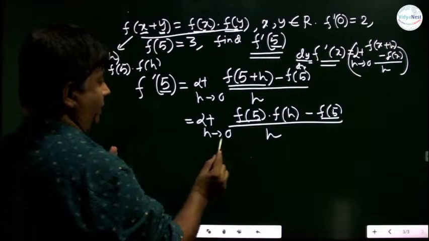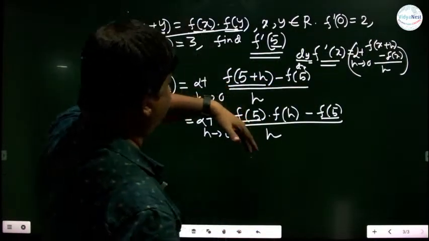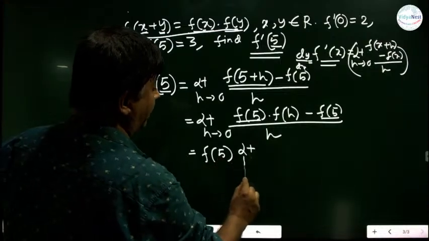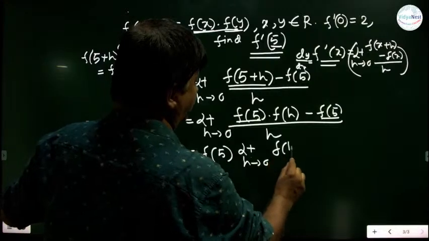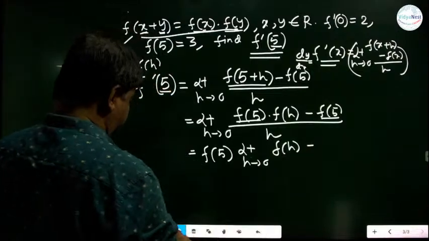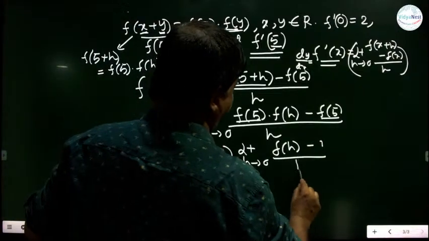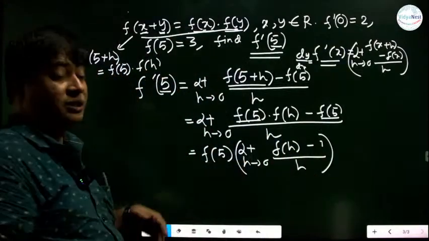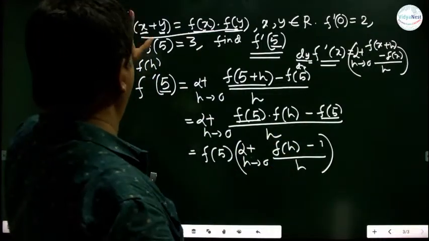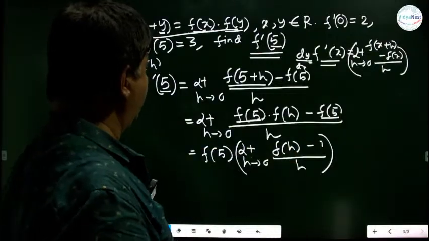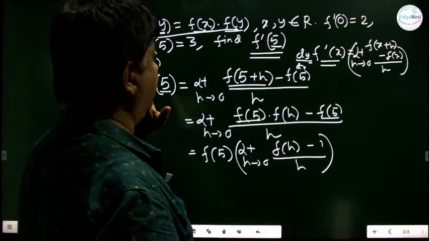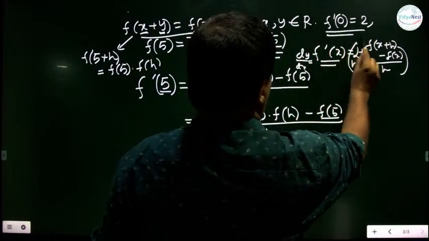So what is clearly visible? F5 is a common factor. Take it common and put it out of the limit. F5, and what will be left for us? Limit h tends to 0, f(h) minus 1 by h. Now the question is, what is 1? There is no clue given for it. So you observe, one thing is given, that is f dash 0.